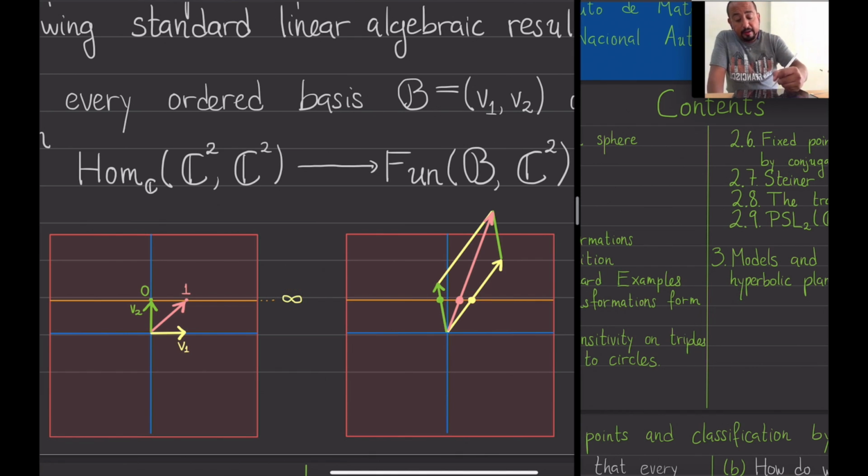And similarly with this other direction, it is not essential that it be this vector the image of V2, right? Because I can say, no, take this other vector, a multiple of the original one, and send V2 there.